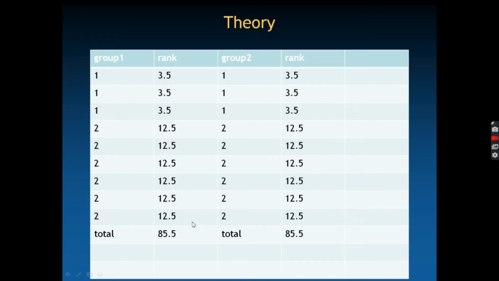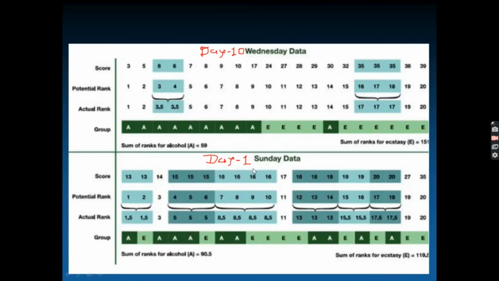So the sum of ranks of the groups will be 85.5 and 85.5. When we believe that there is no difference between two groups, their values should be equal or near equal, meaning there should be no statistical difference between their sums of ranks. This is just an example. Let us come back to our original example of cannabis and alcohol, where we observed them for day 1 and day 5 or day 10, whatever. This is just an example.